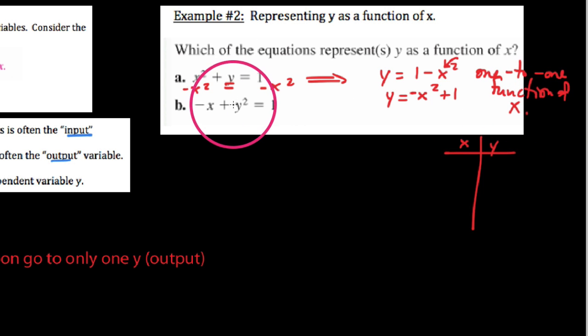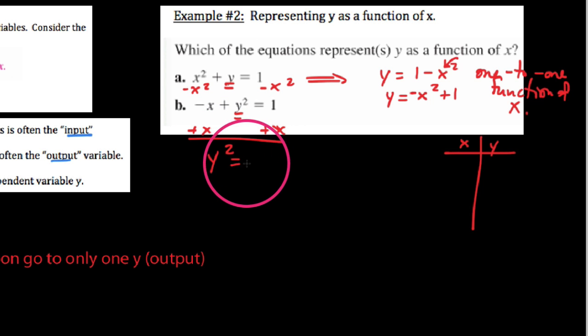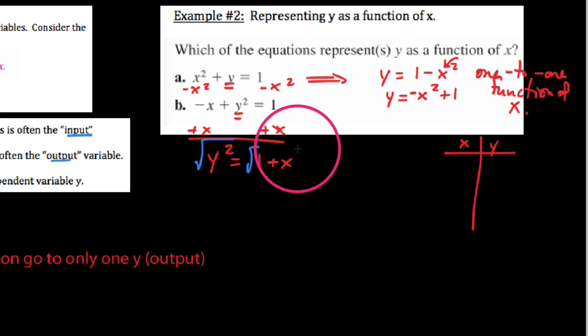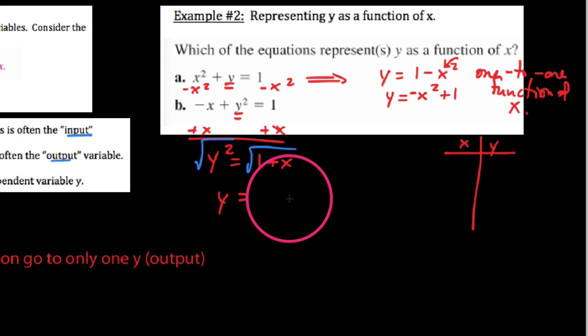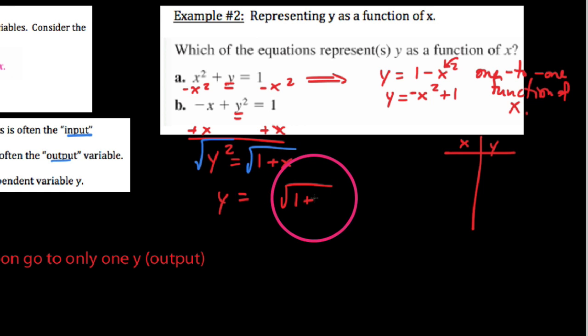Okay. Now looking at this next example, you can see that to get y by itself, we're going to need to add x to both sides here. We end up with this new equation, y squared equals 1 plus x. And then what we need to do to get y by itself is take the square root of both sides. Now one thing to keep in mind here, it's very important: when you take the square root of something, you are responsible for putting a plus or minus in front.